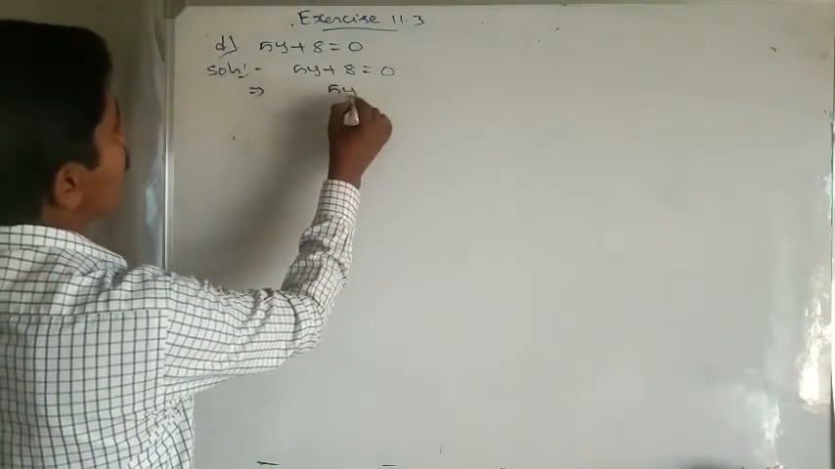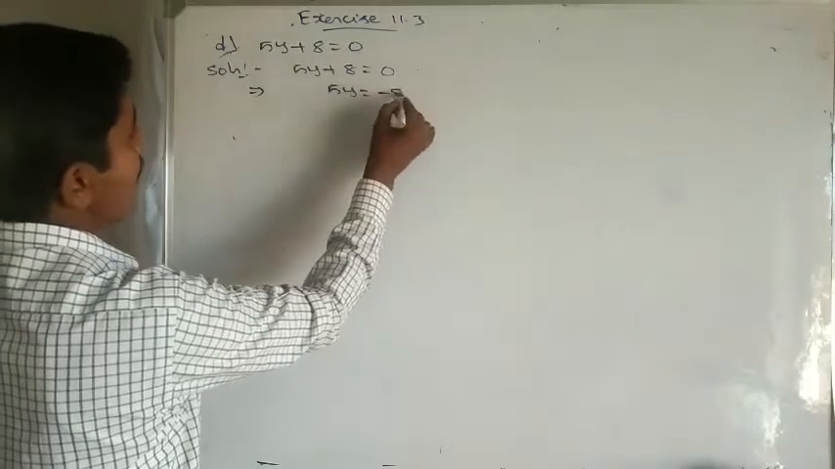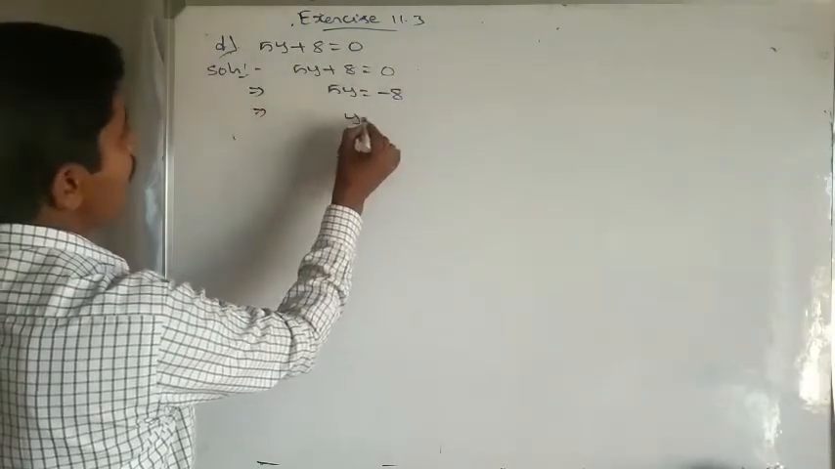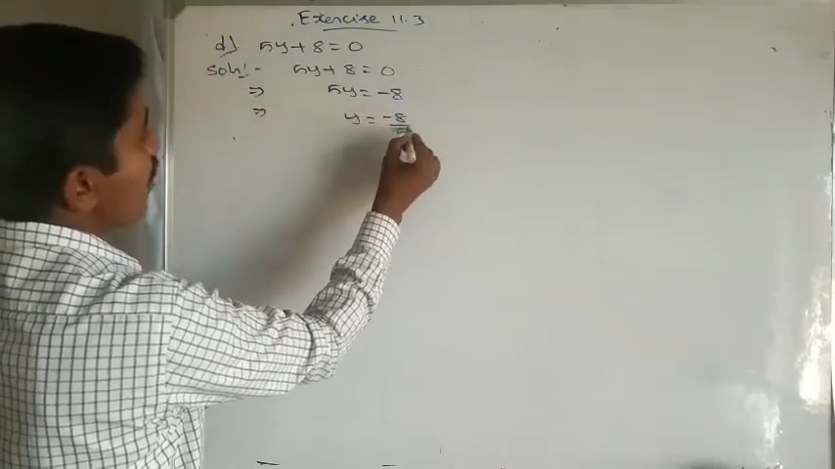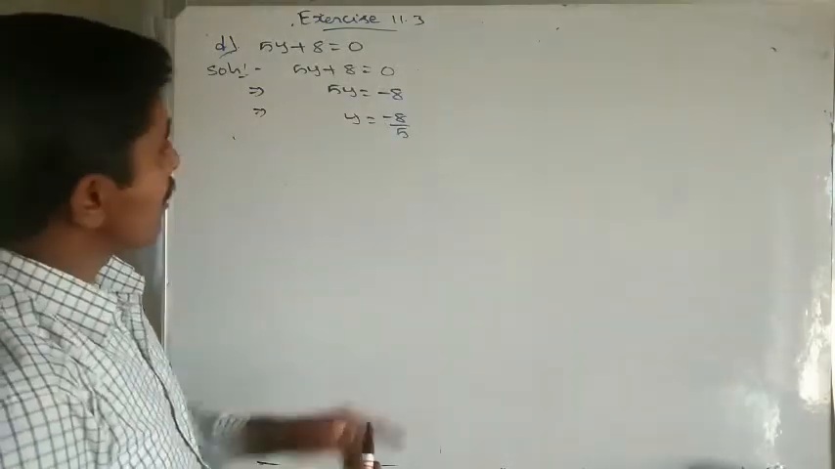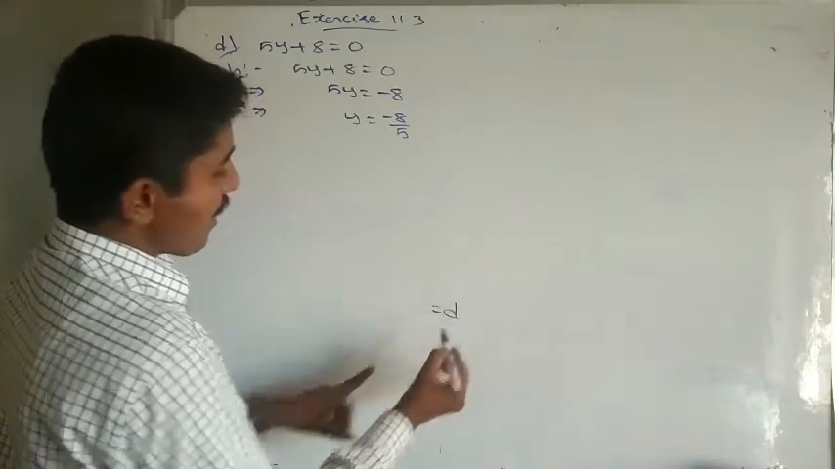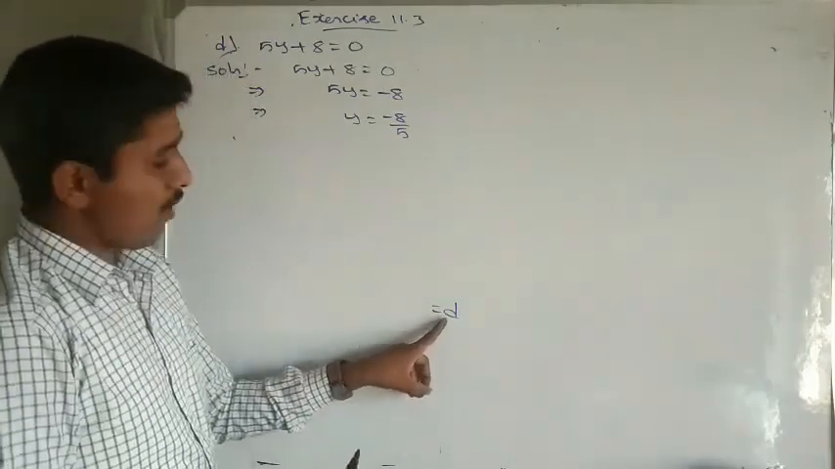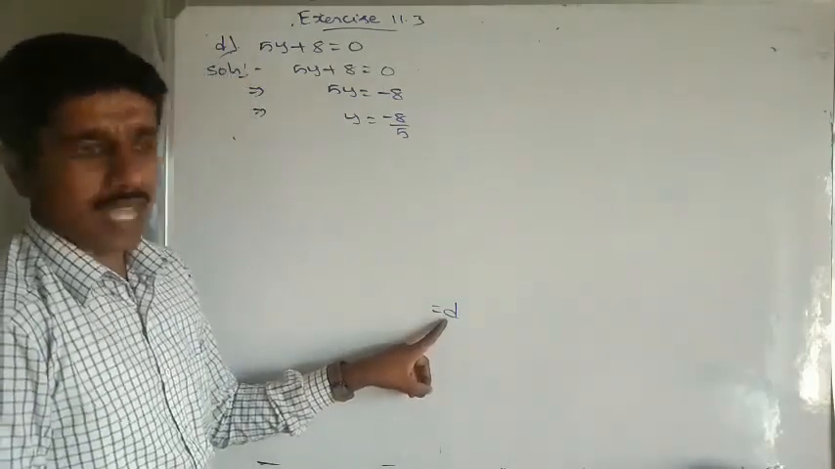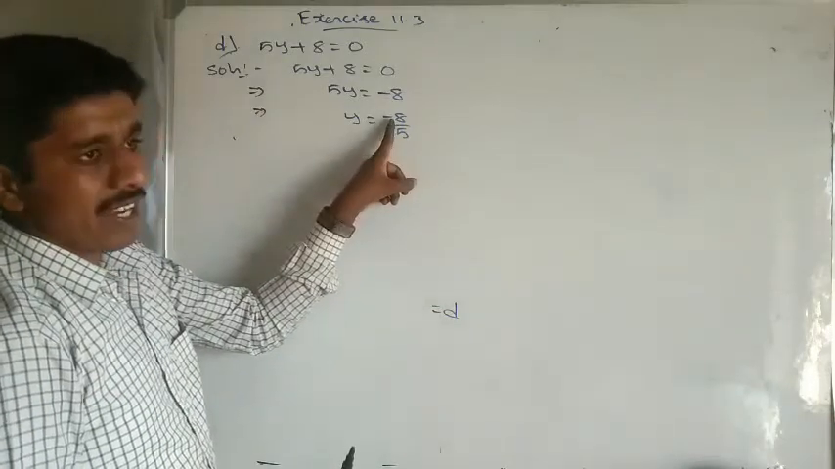Here 5y is equal to minus 8, so on the right side minus 8. Then y is equal to minus 8 divided by 5. So one thing to keep in mind: the right-hand side I am going to express in terms of the d form. D means the distance, and it is always non-negative. Non-negative means here we have the RHS negative.